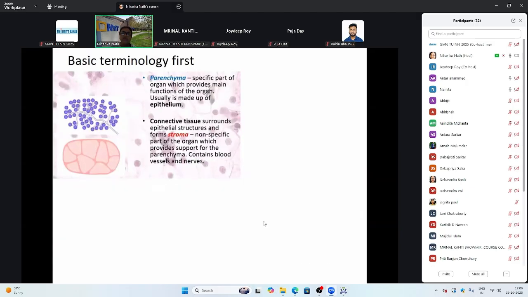So, a little bit of basic terminology. In order to understand what I mean by microenvironment, TME, what is in the microenvironment? To understand that, let's look at these definitions. Parenchyma is a word that you might see here and there, and it refers to that part of the organ that's performing the functions.